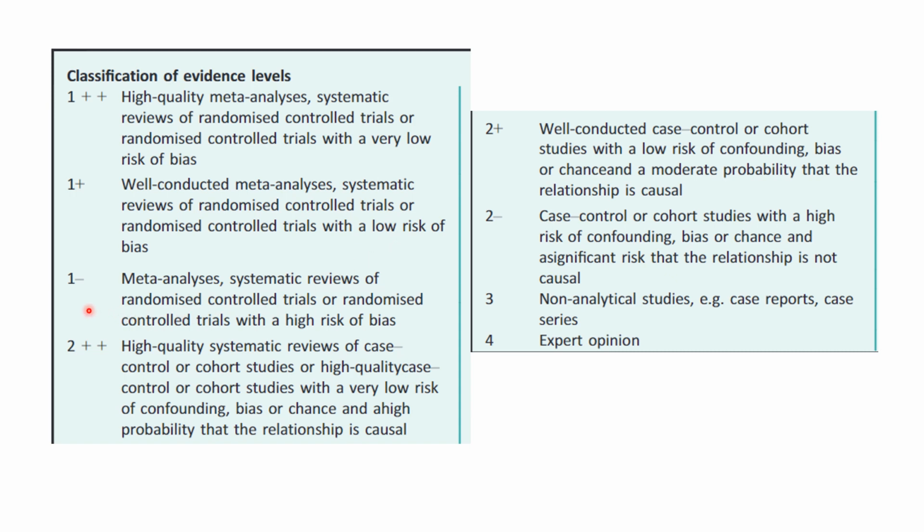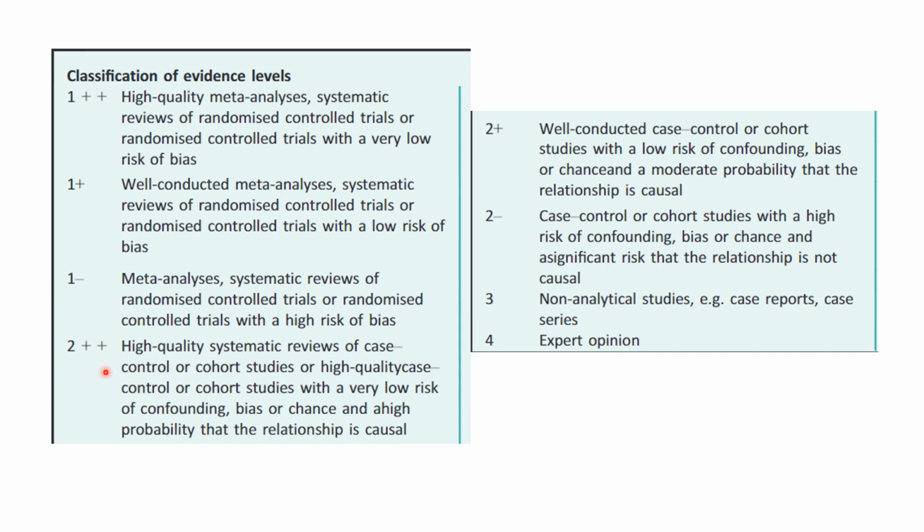Then we come to the number 1. In this, the meta-analysis and systematic reviews or randomized controlled trials are with a high risk of bias. So in other words, amongst these three, 1++ is the highest quality of evidence that can be available and that has been approved by the people who have written down the guideline by reviewing the literature and by ascertaining what is the level of evidence and what is the level of bias.